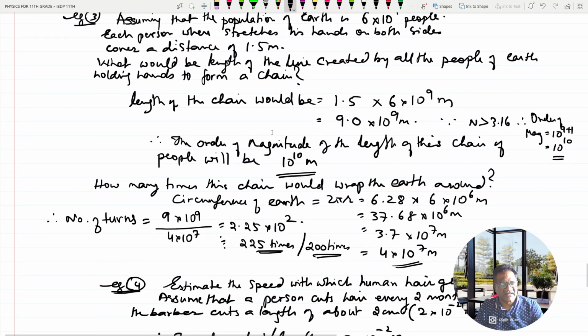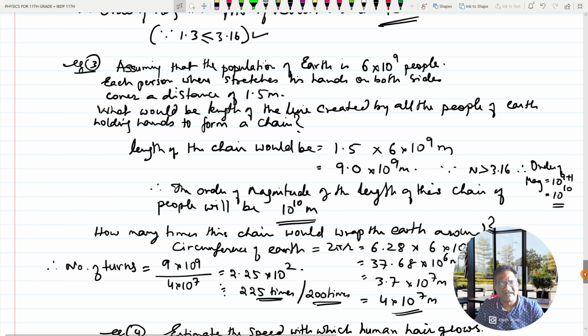Let us move on to example number 3. Example number 3 says that assuming the population of Earth is 6 into 10 raised to 9 people. Each person, when he stretches out his hands on both sides, covers a distance of 1.5 meters. Now, what would be the length of the line created by all the people of the Earth?